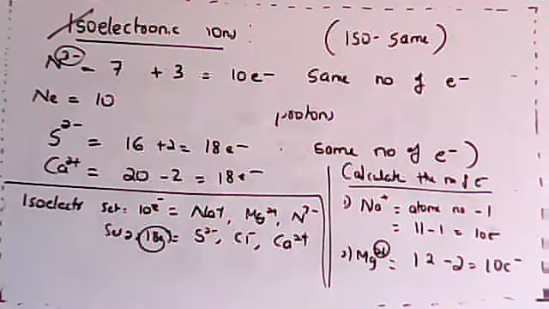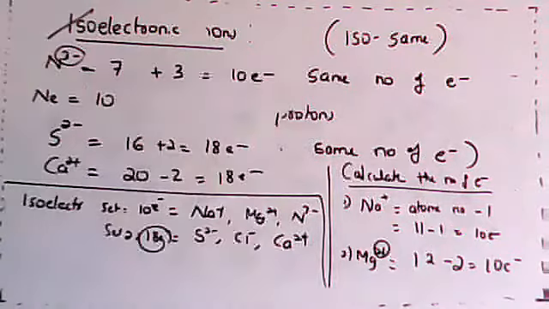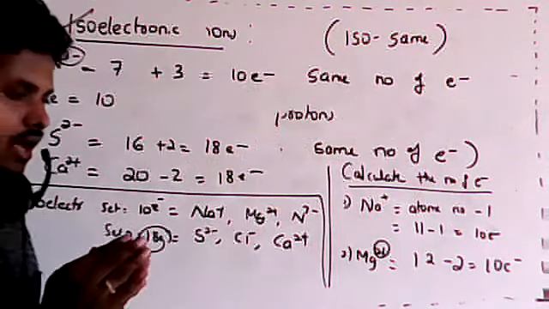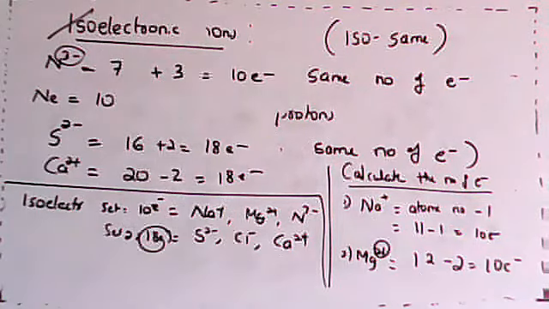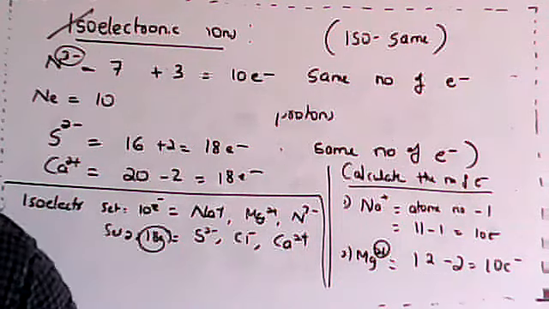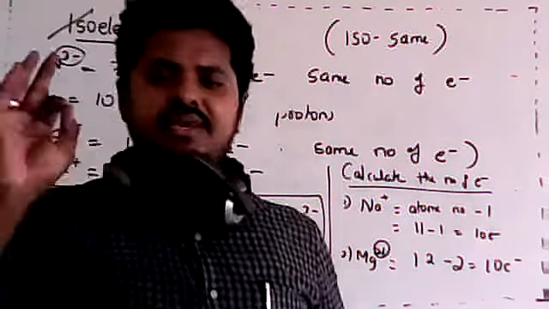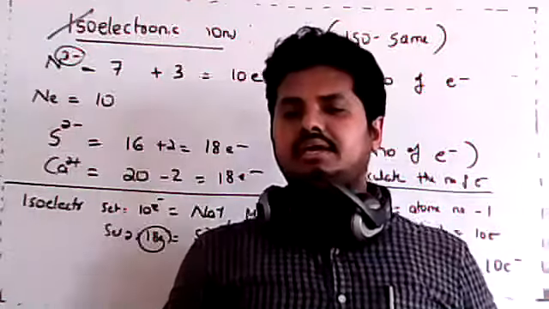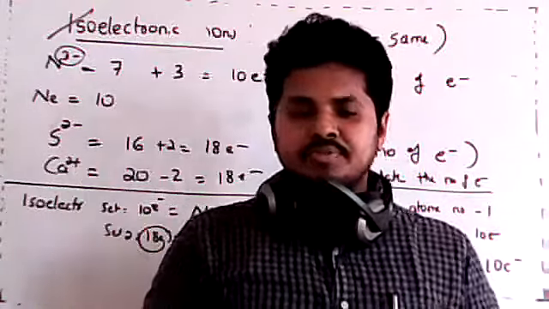Just now we calculated. Now let us compare the radius or size among the isoelectronic species. Can anyone tell me, if I give a very simple question to you, between N3 minus and O2 minus, which should be larger? Between N3 minus and O2 minus, which should be larger? Don't think too much, very easy thing. Nitrogen is N3 minus, oxygen is O2 minus. Got it? Now which is larger?